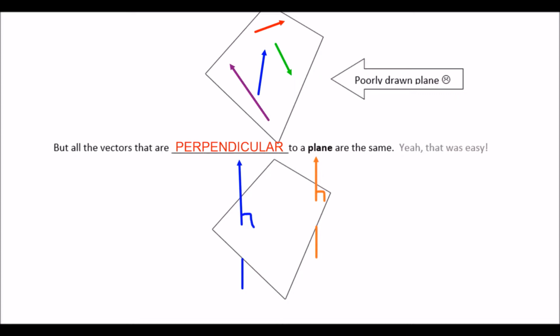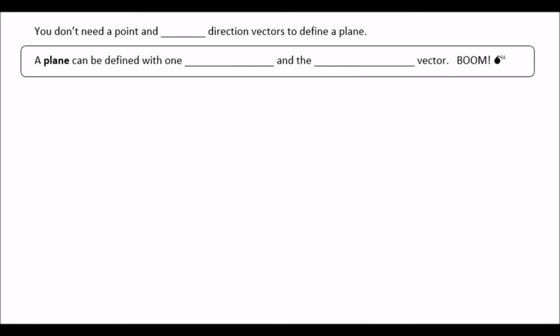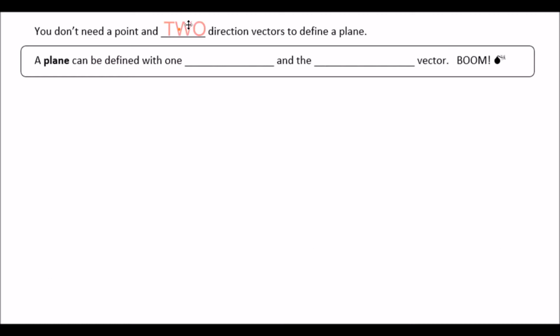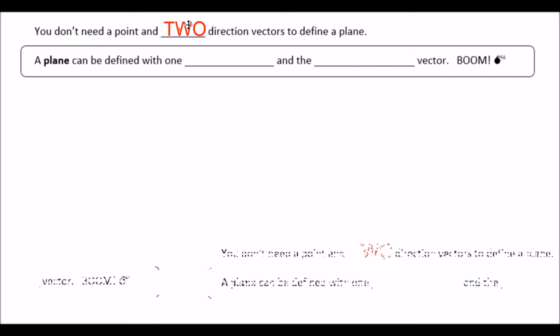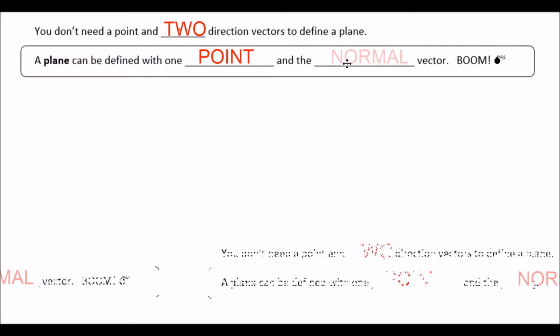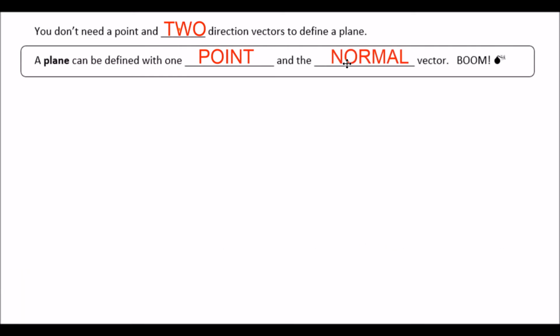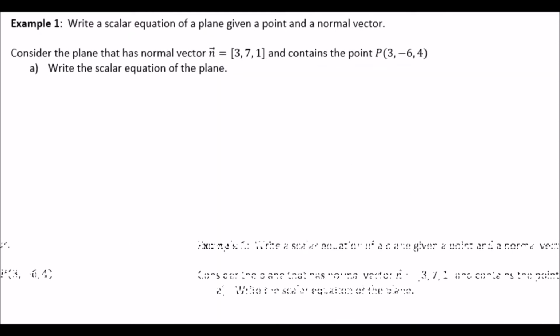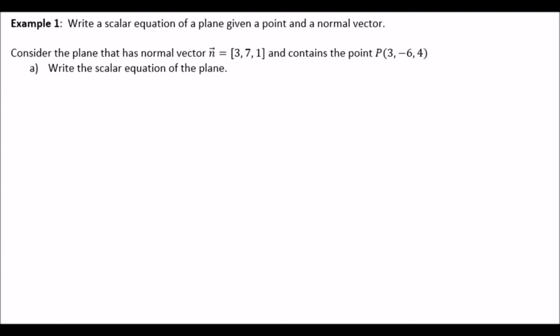Why is that important? No longer do we need a point and 2 direction vectors to define a plane. A plane can be defined, and this is so important, with one point and the normal vector. Boom. Kaboom. That is so important, and this is where we start making our life really interesting and easier, actually. What does this mean? Write a scalar equation of a plane given a point and normal vector.